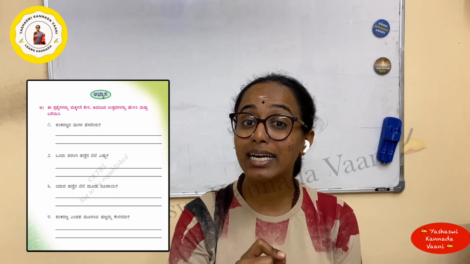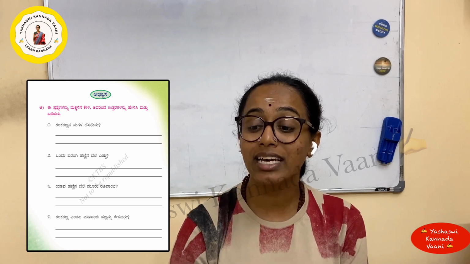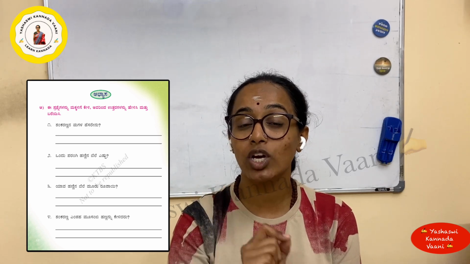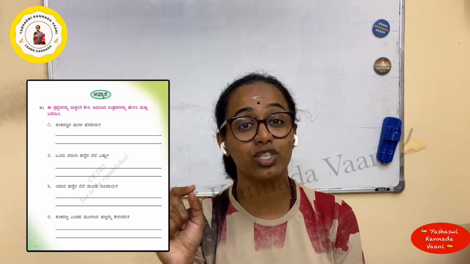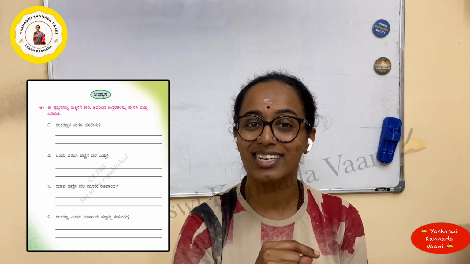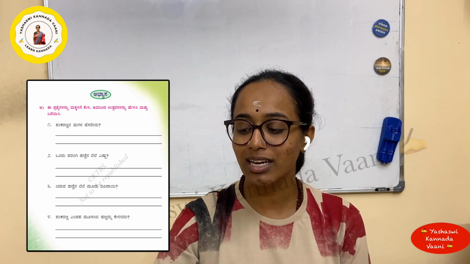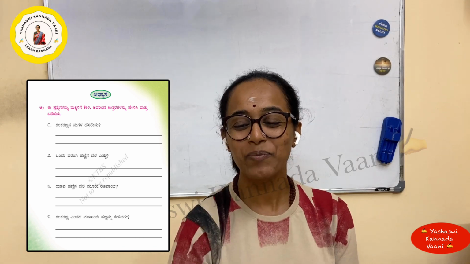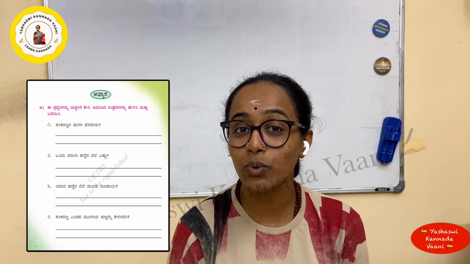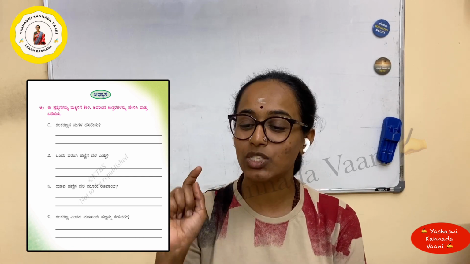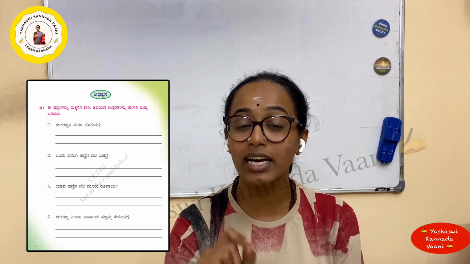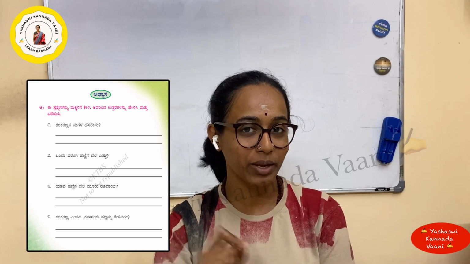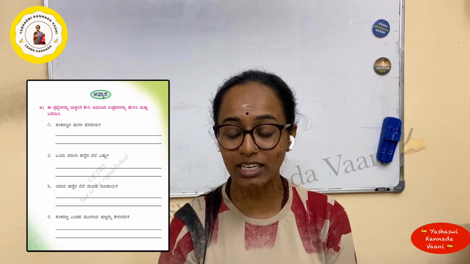Shankaranna's magalu is a daughter. What is the name of Shankaranna's daughter? Here is the apostrophe s, Shankaranna's. Shankaranna's daughter's name is Gauri. So in the place of enu you will write Gauri. Shankaranna's daughter's name is Gauri. We'll go to the second question.